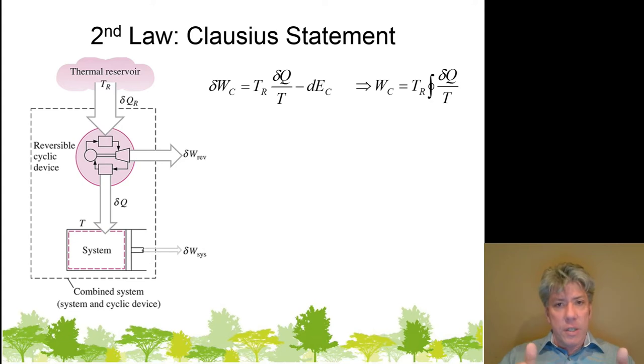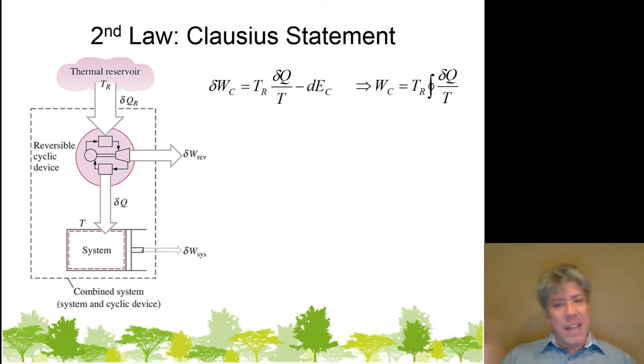We can integrate this differential equation and write it, as you see on the right-hand side, where that combined work is equal to, well, the temperature of the reservoir would come out because it's constant. We need to integrate the ratio of dQ over T. And if we could actually operate this thing on a cycle, then the amount of change in the energy of the whole system would be zero and just go away.